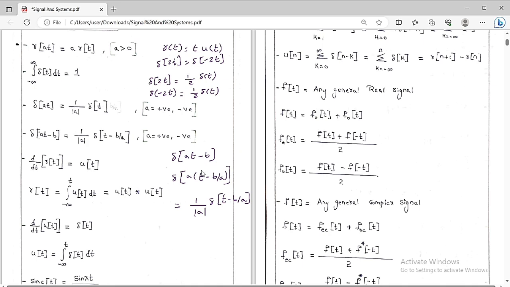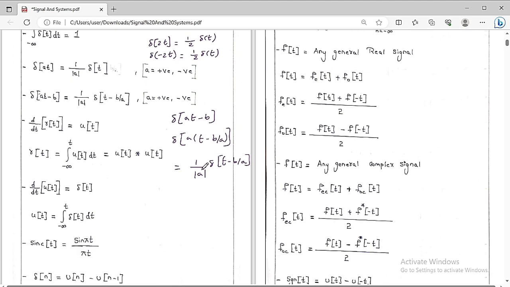So therefore always remember delta of at minus b is nothing but 1 by mod a delta of t minus b by a. What I have done, basically, is take a inside as common. So delta of at minus b, initially I have taken a as common. So delta of a common t minus b by a. Just by applying the previous property, I am going to get 1 by mod a delta of t minus b by a. a can be positive or a can be negative. So this point always you have to keep in your mind.